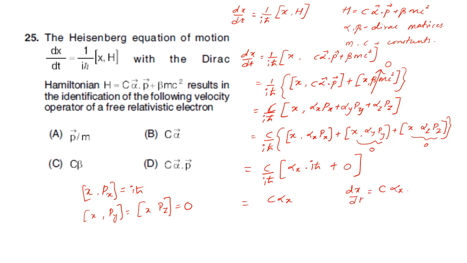Similarly, you can consider dy/dt. If you compute dy/dt, the value will be c alpha y. Similarly, dz/dt is c alpha z. Therefore, the velocity operator is given by c alpha. Therefore, option B is correct.